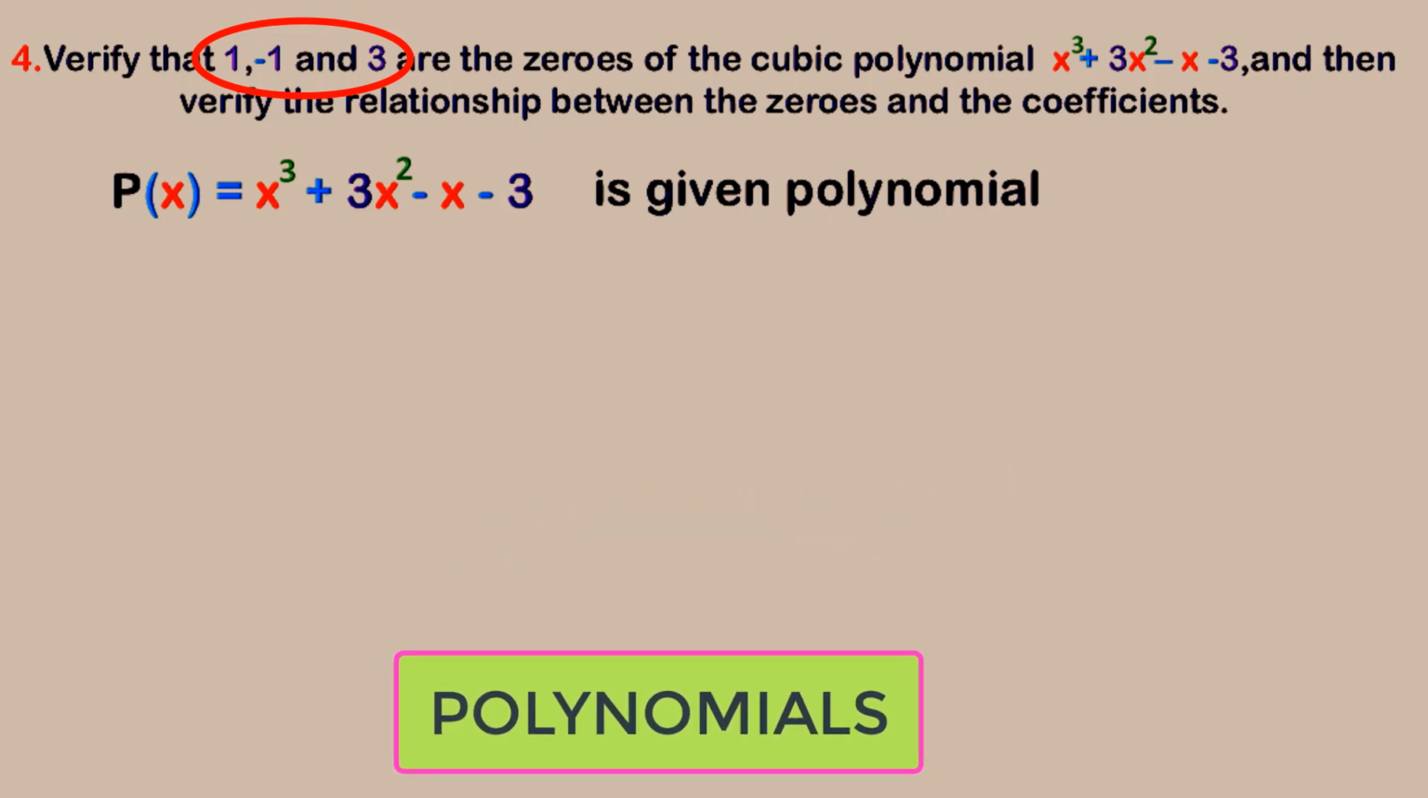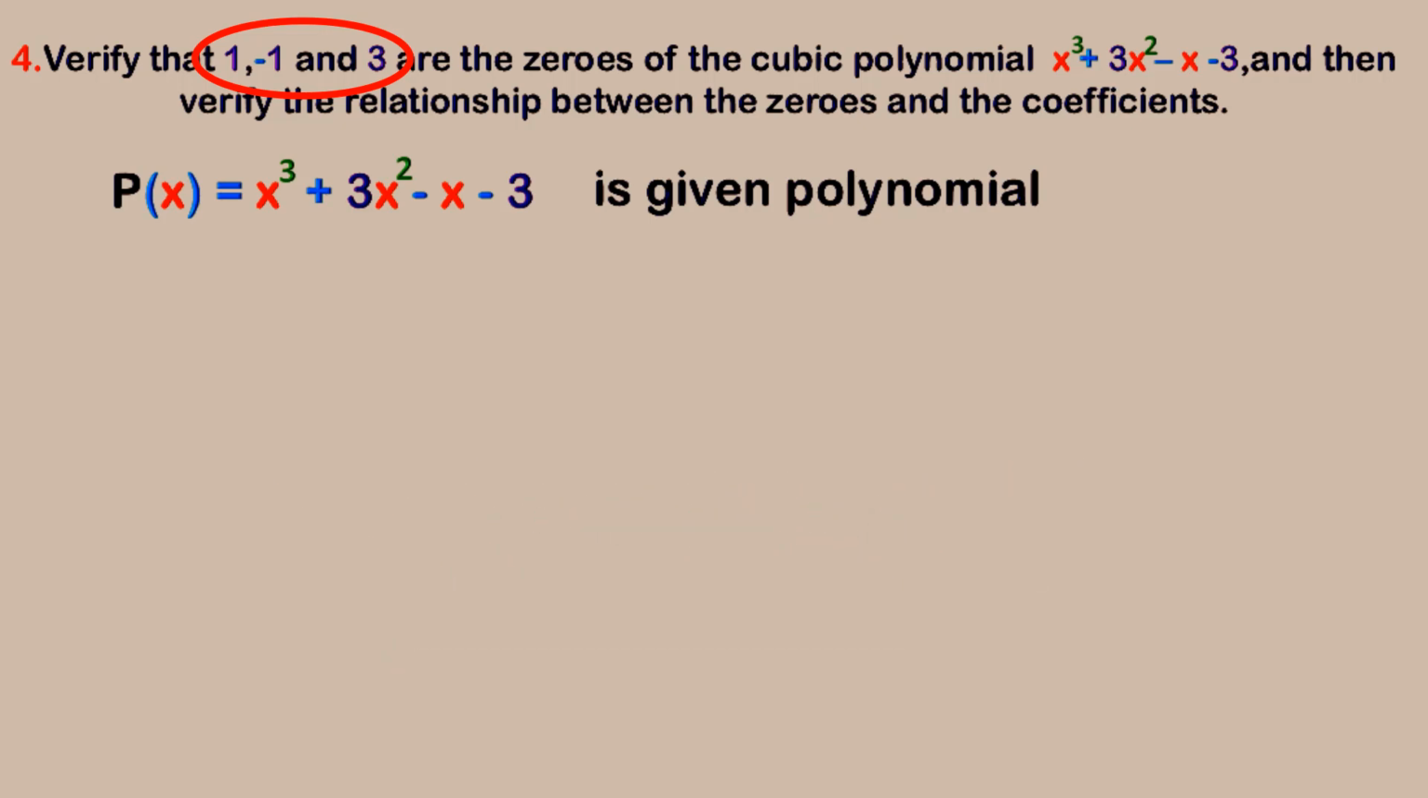So let us first verify whether the given three values, that are 1, minus 1 and 3, are the zeros of this cubic polynomial or not. So how can we verify this? Simply by substituting the given values in the place of variable x and simplifying, we see whether we get the value as 0 or not. If we get the value as 0, then we say the substituted value is the 0 of the given cubic polynomial, otherwise it is not.